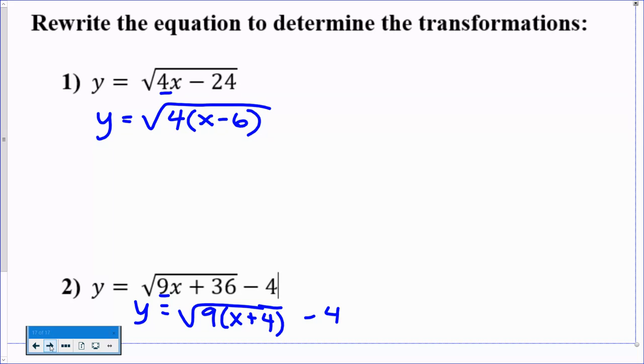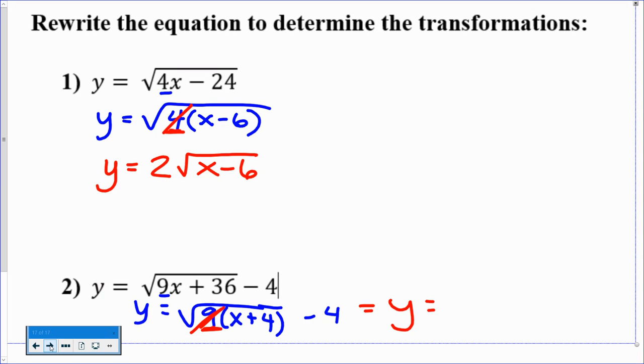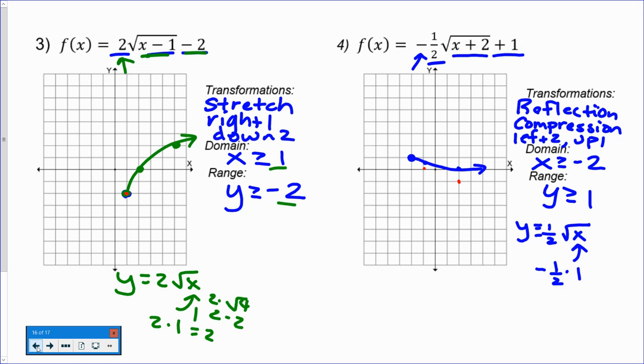Right? Then you take a look at the number in front, or that number that you factored out. Every one of these is going to be a perfect square. So you're going to take the square root of 4 and bring that 2 out, and then you have x minus 6 left inside. Here you're going to take the square root of 9 and bring that 3 out, and then you've got your x plus 4 left inside and your minus 4. So now it's going to look like the equations that we were just doing.